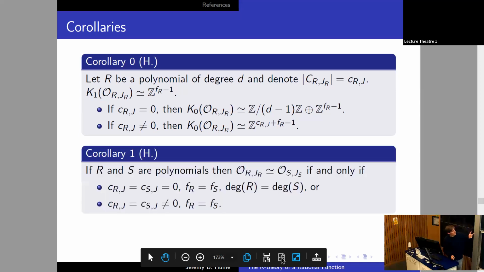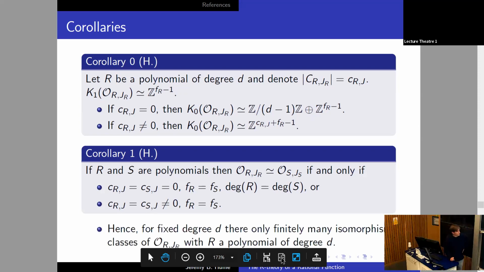As a corollary from this, we can completely classify when 2 polynomials will have isomorphic C-star algebras, and it just depends on this input data here: critical points, the Fatou sets, the degree. Another corollary is that for a fixed degree, there's only going to be finitely many isomorphism classes of these algebras, and that the number of classes will grow quadratically as the degree grows.